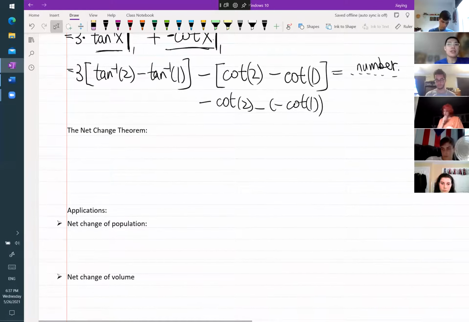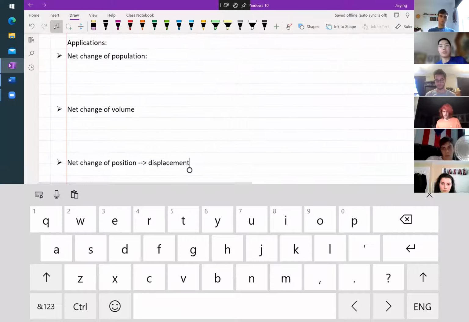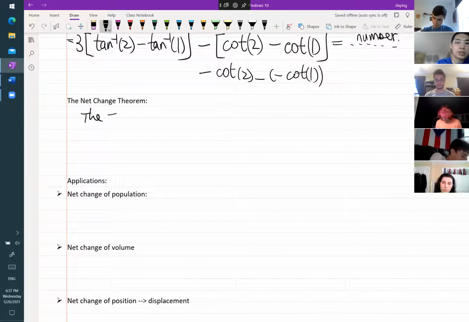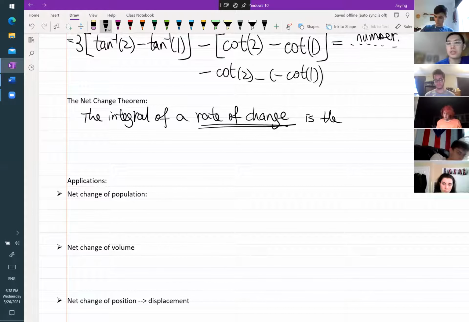The next part is called the net change theorem. You actually have used this already in examples. So let me just copy down the net change theorem from the book. The net change theorem says the integral of a rate of change is the net change.